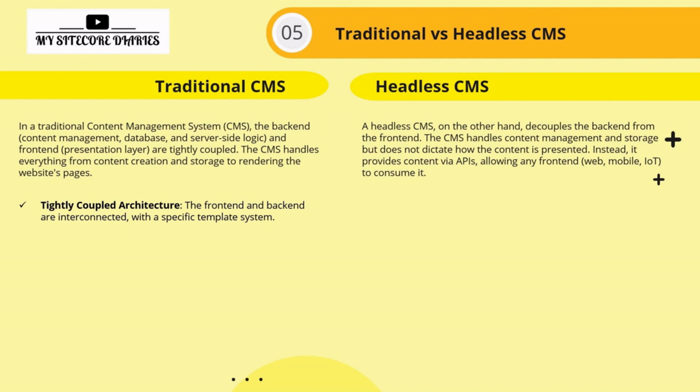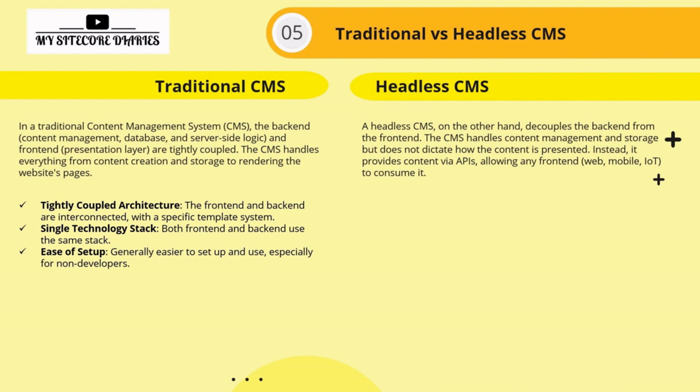Now let's see the different points in the traditional CMS. We already saw that traditional CMS is a tightly coupled architecture. The front end and back end are interconnected with a specific template system. So in Sitecore MVC, if you are building a website, you build the page template as well as a data template, and those are tightly bound, right? So page templates are required from Sitecore to render the complete page, right? Then you have a single technology stack. In Sitecore MVC CMS, you must have seen that the front end and back end use the same stack, that is .NET.